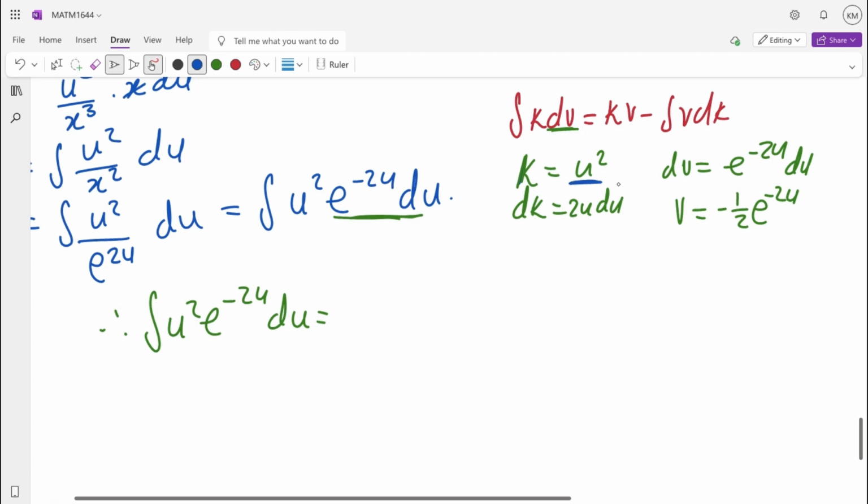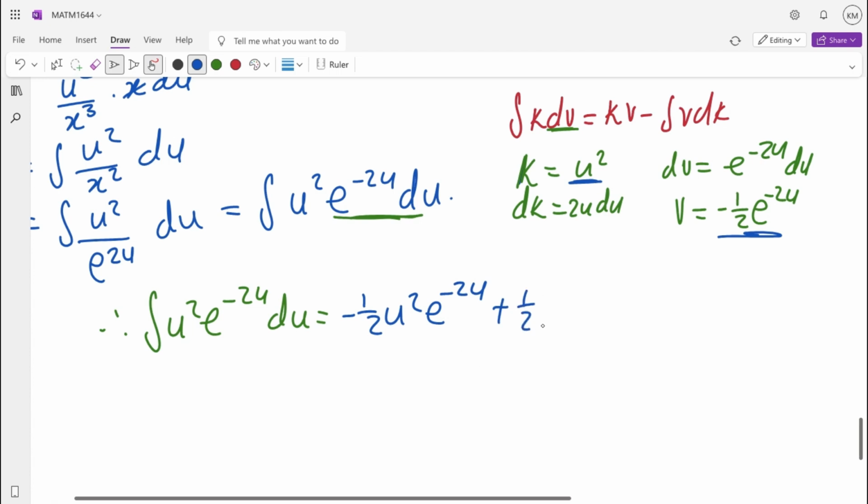K is u square, and v is minus 1 over 2 e to the minus 2u. So I'll have minus 1 over 2 u square e to the minus 2u, just like that. Then minus, according to the formula, there is a minus there, then the integral of v. What is v? V is minus 1 over 2. So the negative will affect the negative from the formula, then it becomes plus.